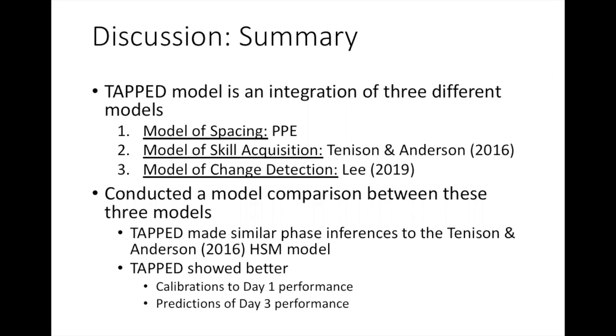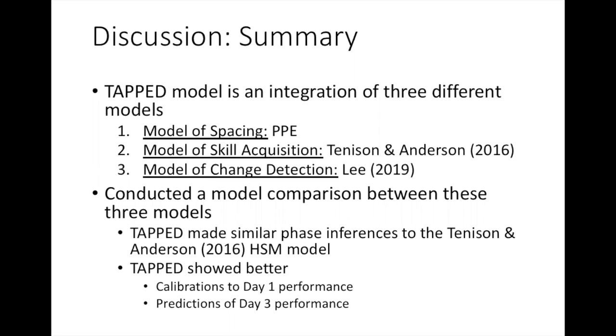Finally, to summarize, I've presented a new model called TAPT, which is an integration of 3 different previously existing models: the predicted performance equation, Tennyson and Anderson's skill acquisition model, and Lee's 2019 change detection methodology. We compared these models and their ability to account and predict performance from a learning retention study. When we compared these 3 models, we found 3 important findings.